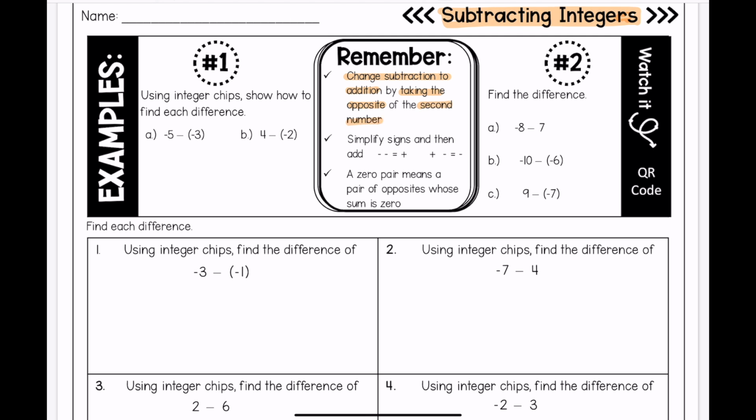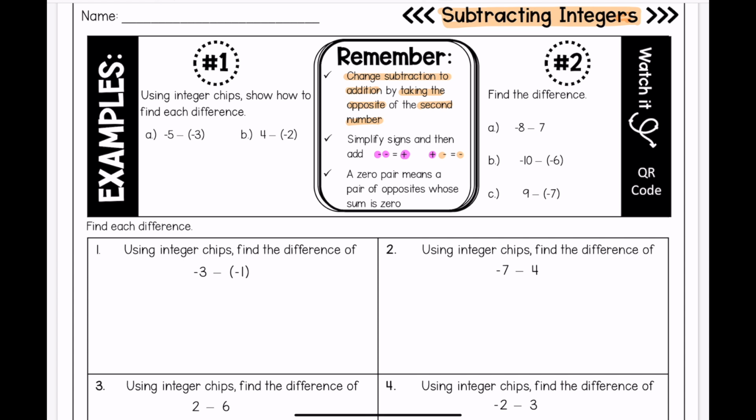Another way to do it, which you may like or may not like, is to simplify the signs. For example, if you see two negative signs, you're going to simplify that and make it a plus. Two negatives equal a positive. However, if you see a positive sign followed by a negative sign, you're going to make it a negative, or just a subtraction. And then you're just going to put the two together and think of your addition rules.